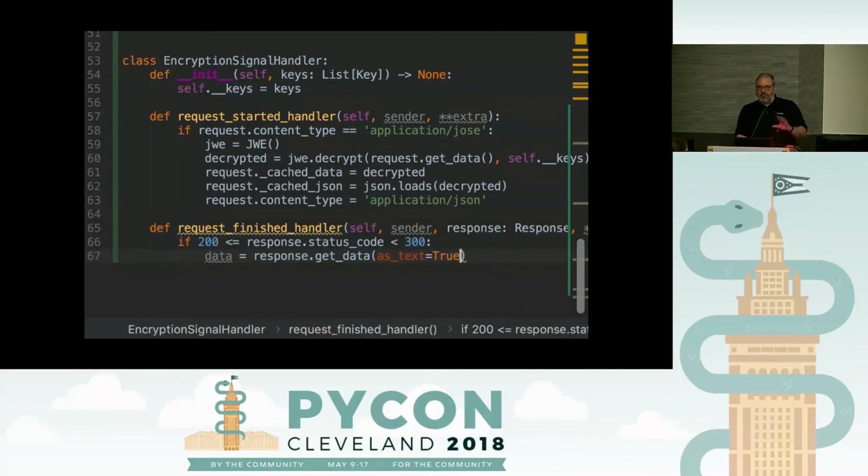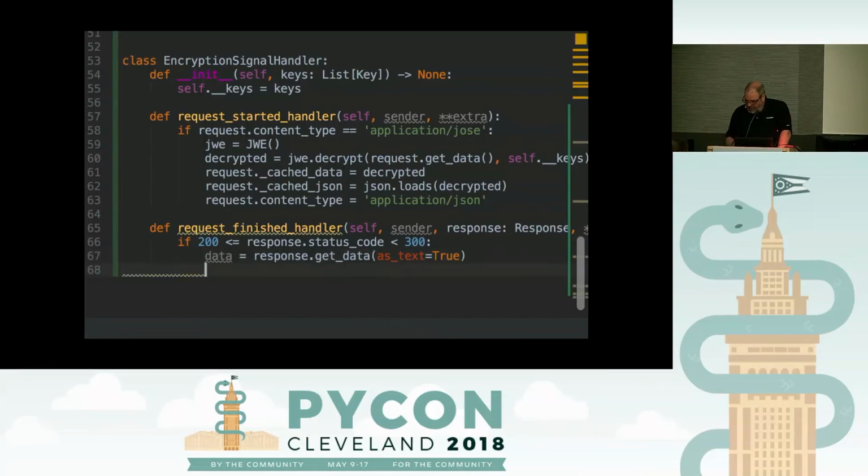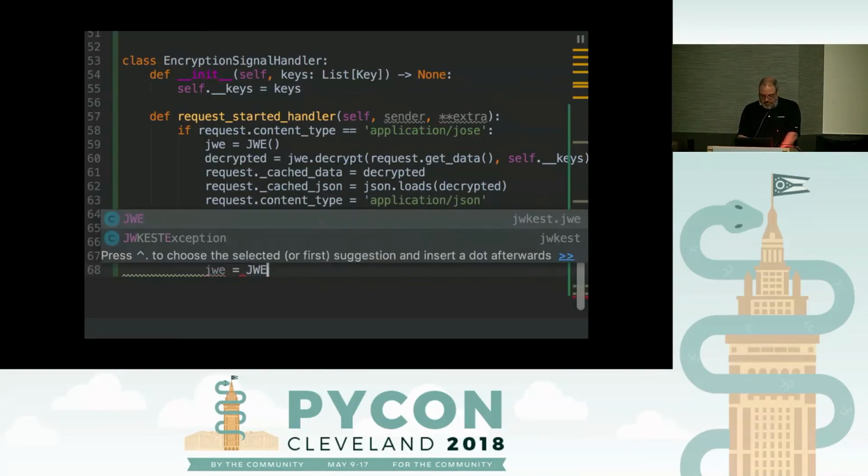That's important. Otherwise, you'll cast it to a string, and you'll have the repr, the representation, which is different from the actual text value of the response. You would have a byte array that would then be turned into a string, so it would have a b and a single quote. You don't want that. So you want to get the response as text. And then you want to create a JWE with that data. So we're going to pass it the data.